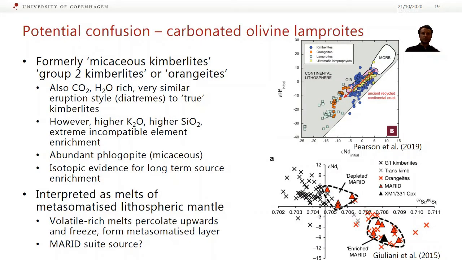I mentioned before there's a potential confusion with the group 2 kimberlites. So these are now known as a form of olivine lamproite, or it has recently been proposed they should be referred to as carbonated olivine lamproites. You'll see these a lot when you read about kimberlite literature, because they were formerly known as group 2 kimberlites, micaceous kimberlites, and then more recently orangites, which was named after Orange Free State in South Africa, where they were first found.